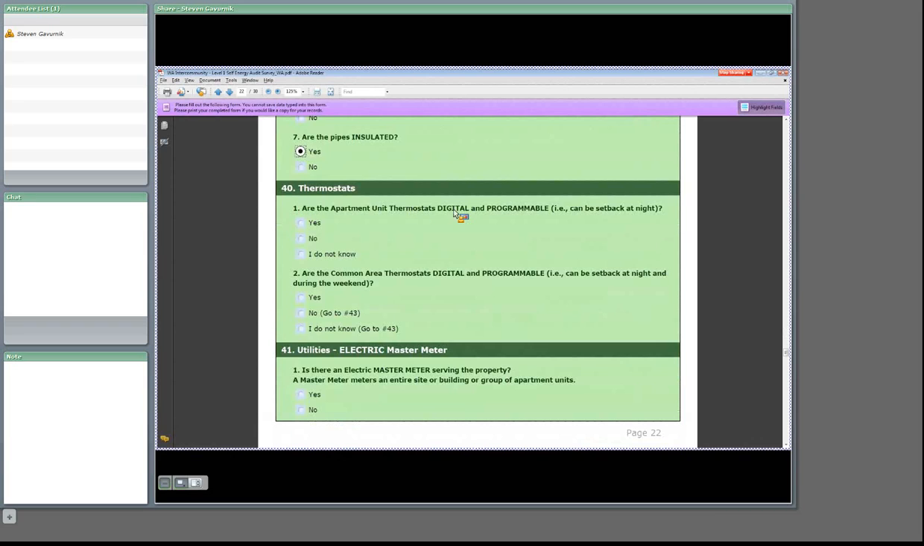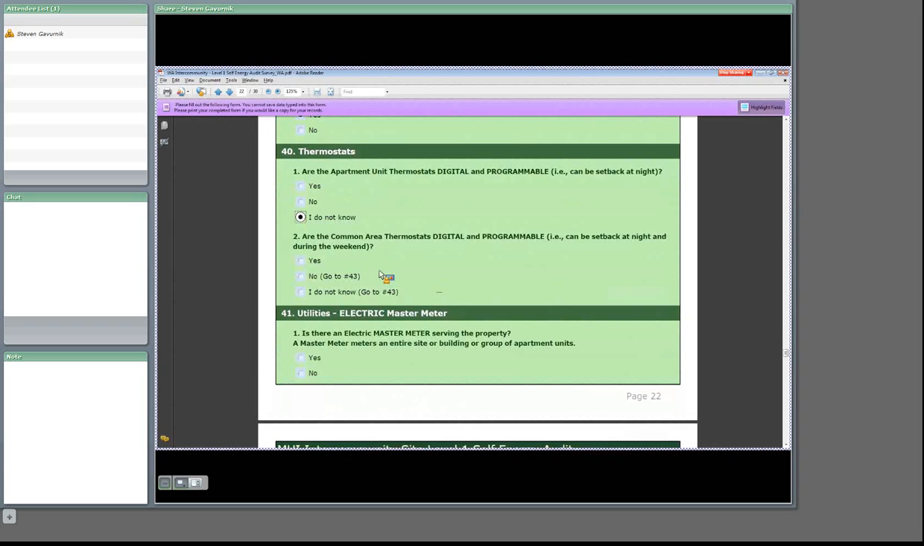Section 40, are the apartment unit thermostats digital and programmable? The key thing we're after is, can it be set back at night? So does it have a programming function either by the day or by the week or by the calendar day throughout the year, that you can actually set a different temperature starting at a certain time at night? So if yes, indicate yes. If not, no. If you're not sure, just indicate I don't know.